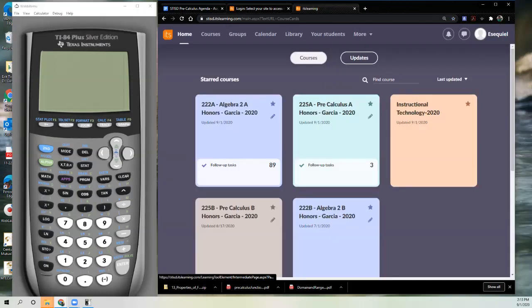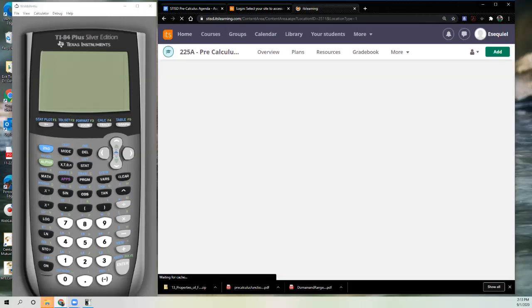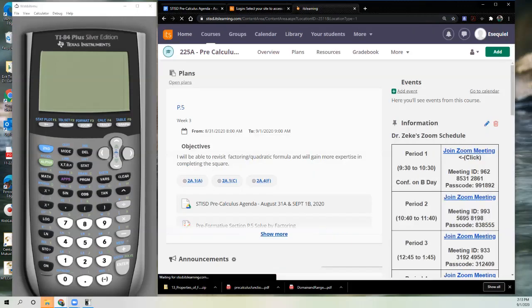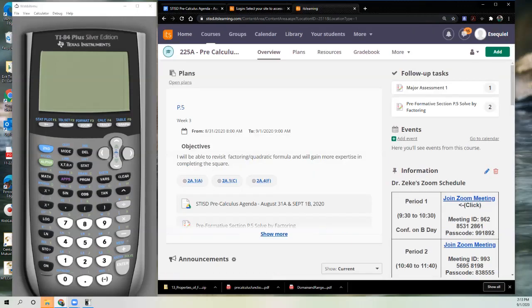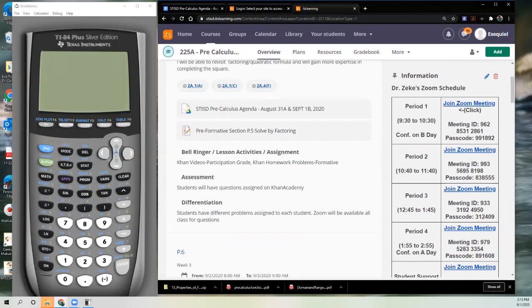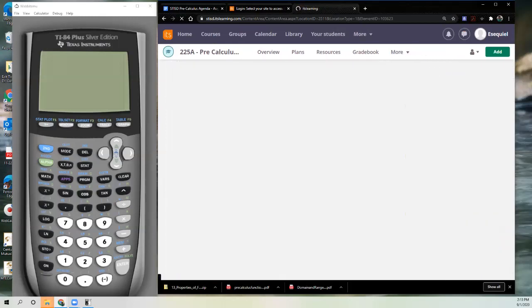Remember that these pre-formatives are not a free grade, but they really help your average because they're minor assessments, even though there's participation. You want to go to the pre-formative that says solve by factoring. Let me see. Yeah, pre-formative, solve by factoring. Click on this.